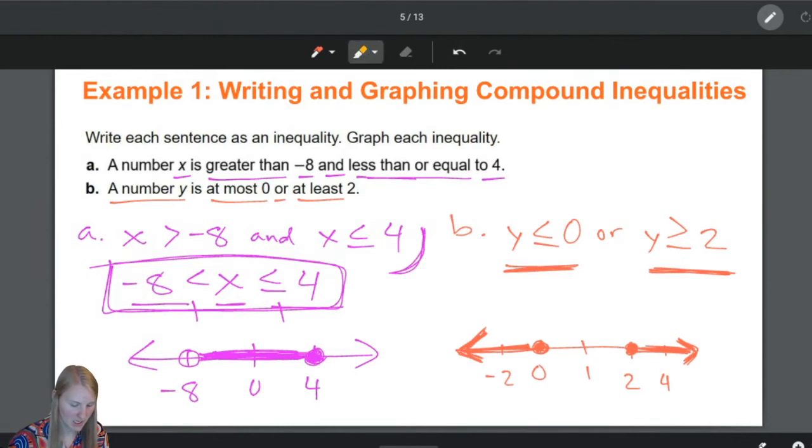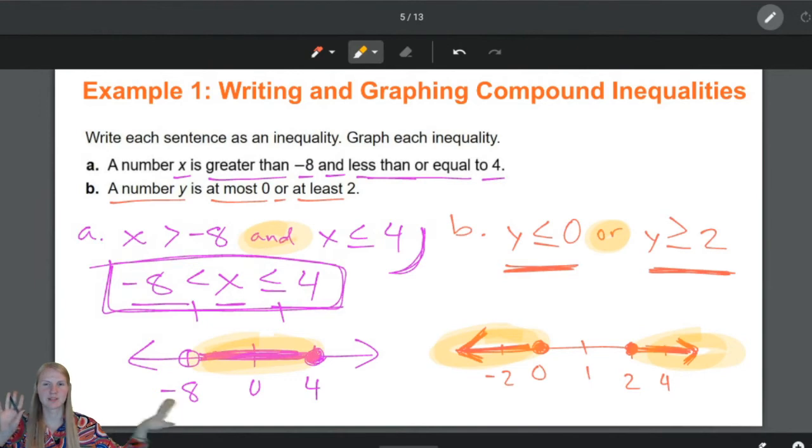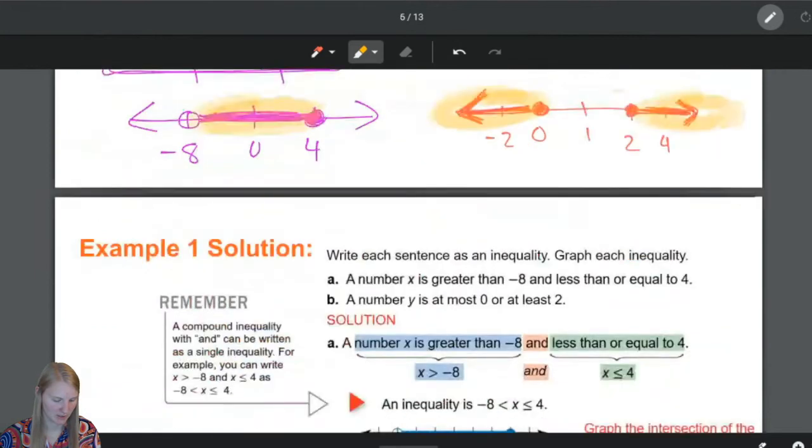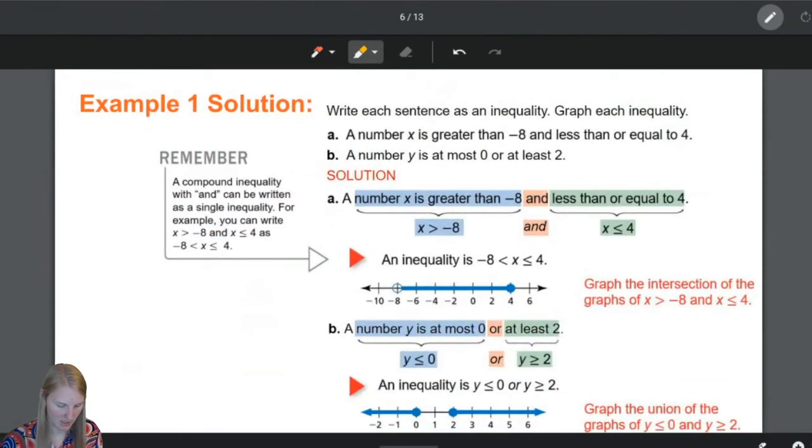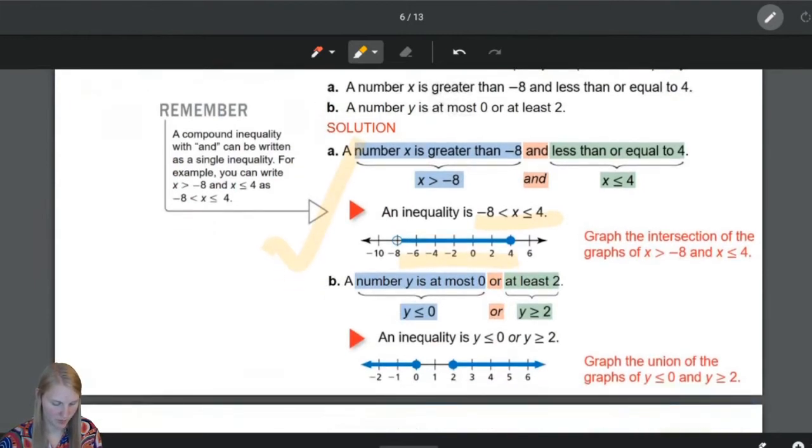So I want to highlight, if we have and, we end up with something in the middle like this. And if we have or, we end up with 2 chunks off to the side. So that's the big difference between and, you're going to color in between, and or, you're going to end up with 2 separate intervals. Or not intervals. Regions. Okay, so let's check our solutions. Look at that. That's what we got, and we also got that same thing. And beautiful, our graph looked the same, and we had the same 2 inequalities. Wonderful.